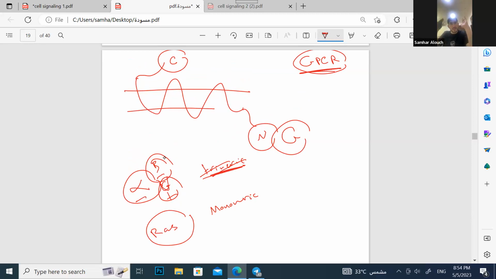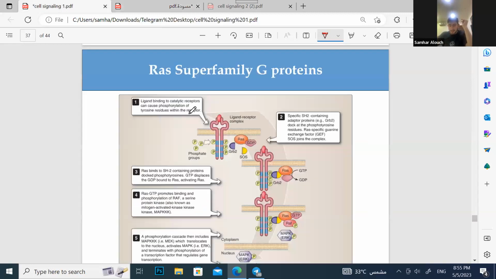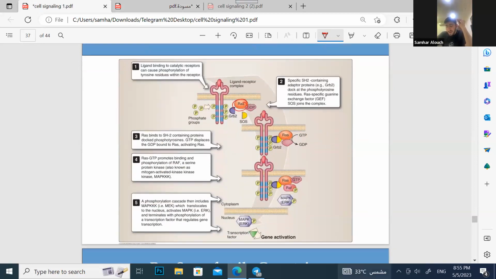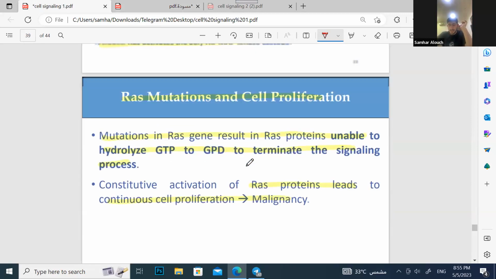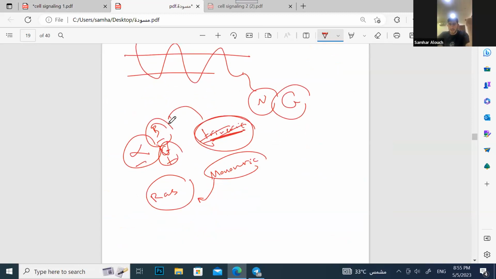The one we took all the time, which includes adenylate cyclase, phospholipase C, and these things, is the trimeric, made of 3 subunits, alpha, beta, gamma. And the other one is the monomeric, made of 1 molecule or 1 subunit, which is Ras. This is the Ras G protein, and it has a complicated pathway. So let's take it now. I guess it's the last thing in this first lecture. The other lecture is much easier than this, so let's focus.